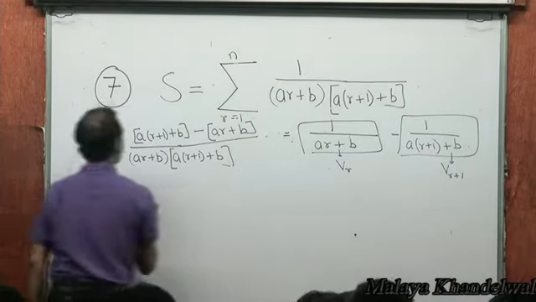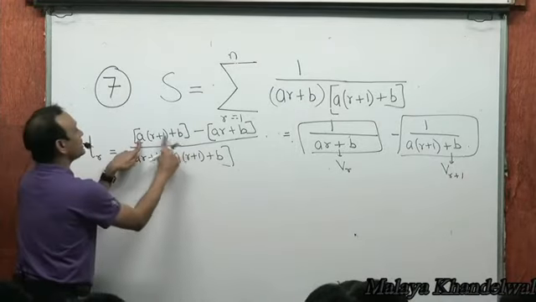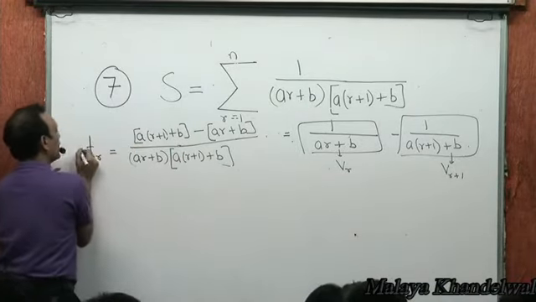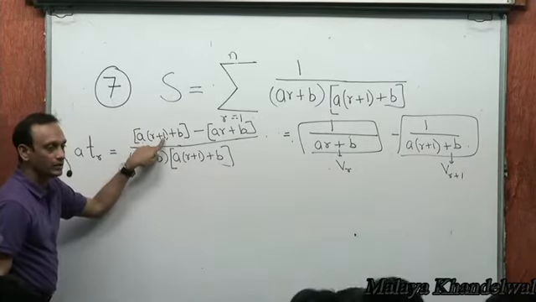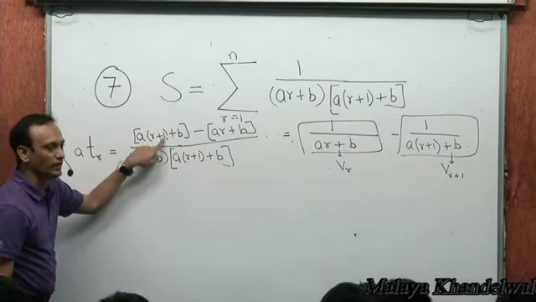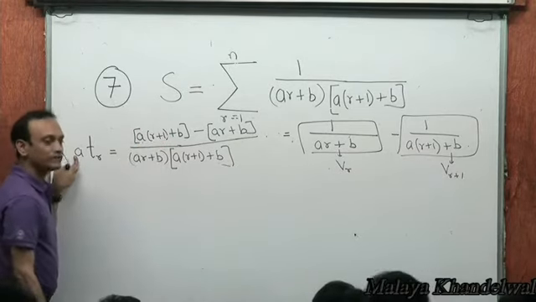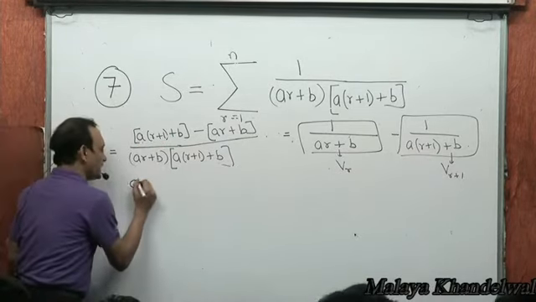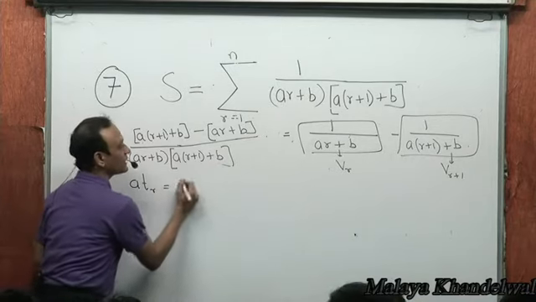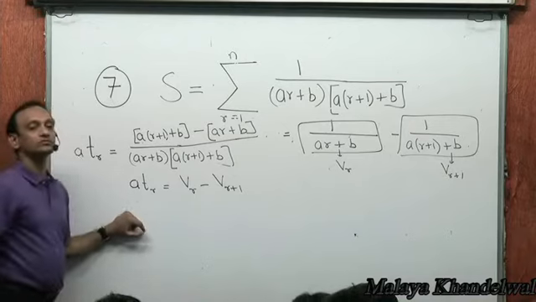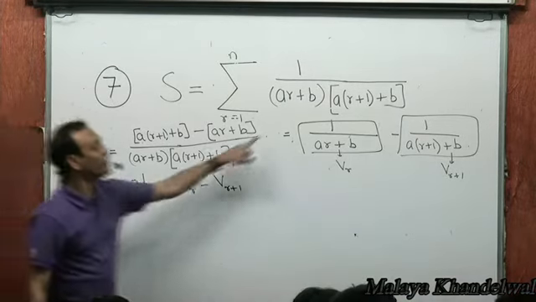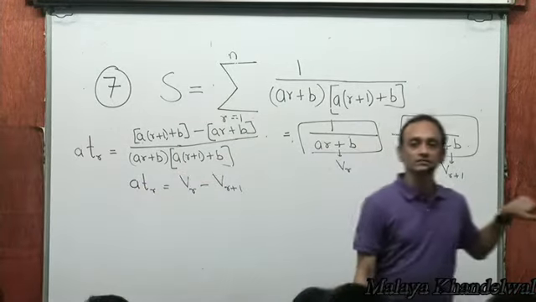So TR, I'm sorry, I have not done a balancing, divided by A. I should have divided by A because the numerator was 1, now A appears. So I divided by A, that A comes here. So A times TR is like VR minus V R plus 1. Yes or no? Where VR is this and V R plus 1 is that.